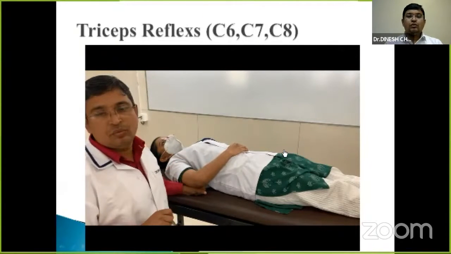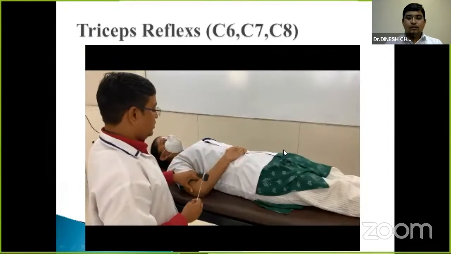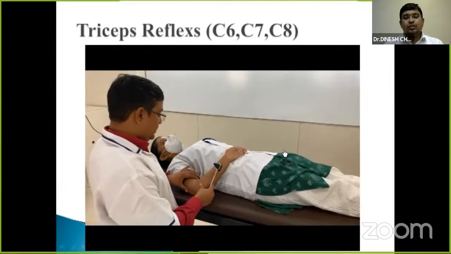For the triceps reflex in the supine position, you have to flex the elbow, palpate the triceps tendon, and hit on the triceps tendon. You will see the action is extension. This is the normal response.